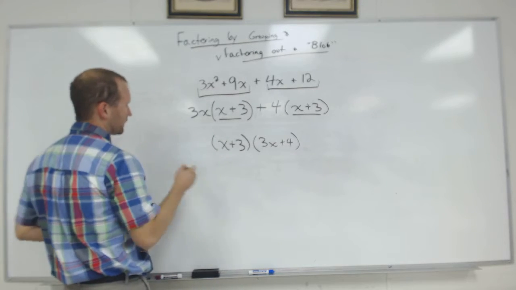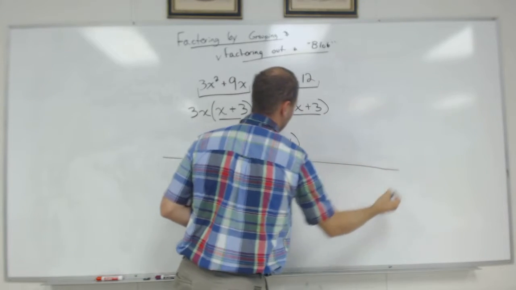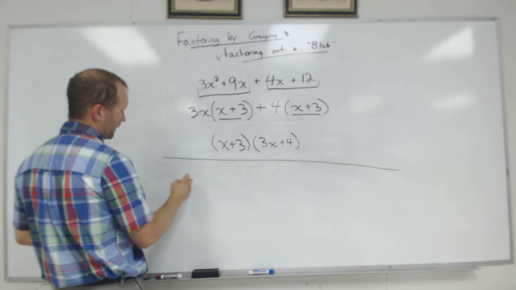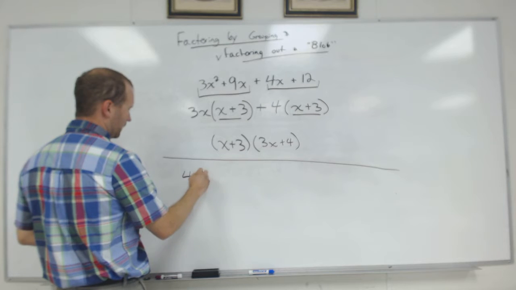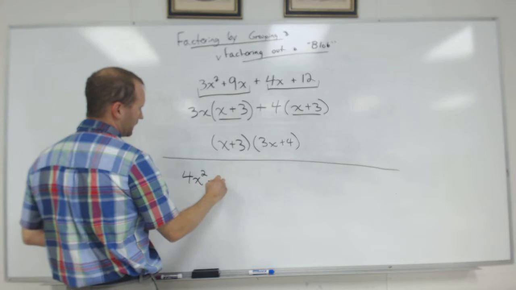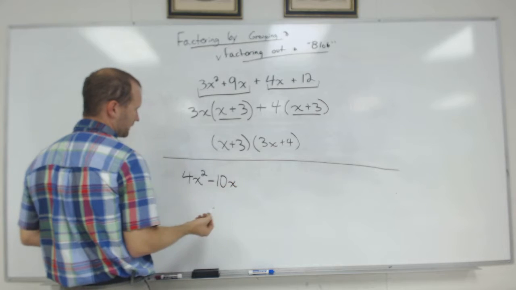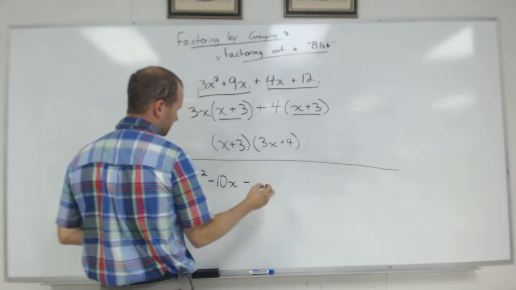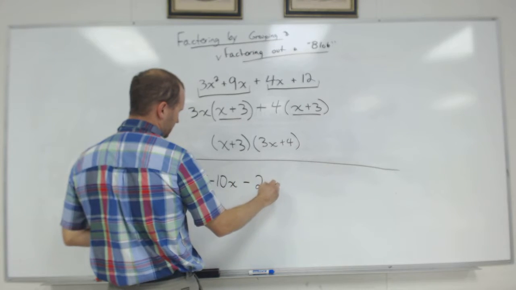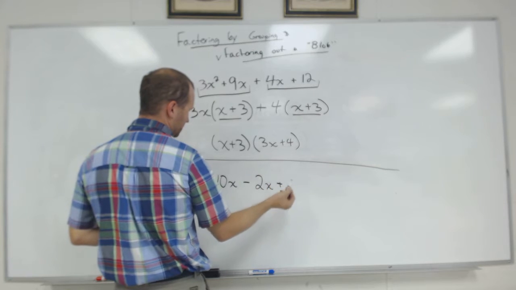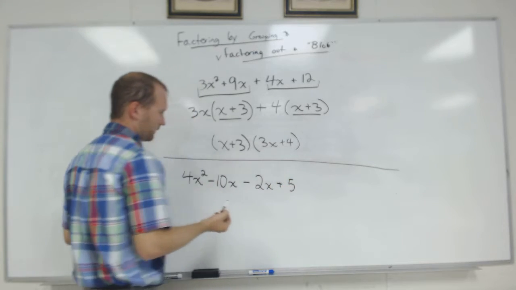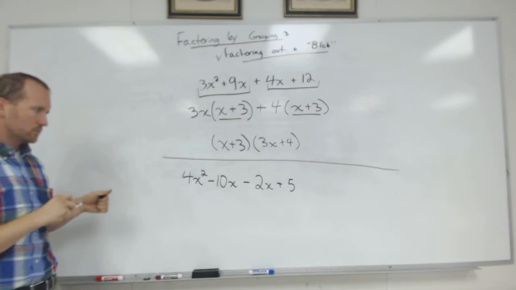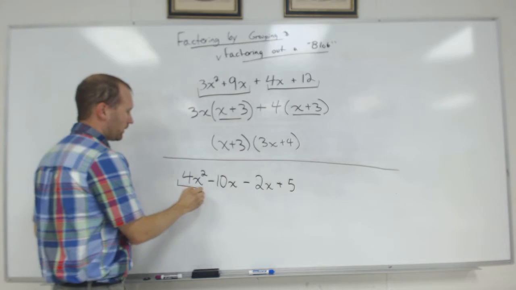Okay, I'm going to leave that one up. Let's look at something like this. What if I had 4x squared minus 10x, and then I had minus 2x plus 5? They all have in common the x and 2. And there's a minus. So I want to group these.